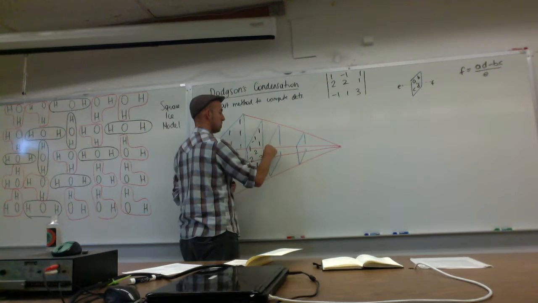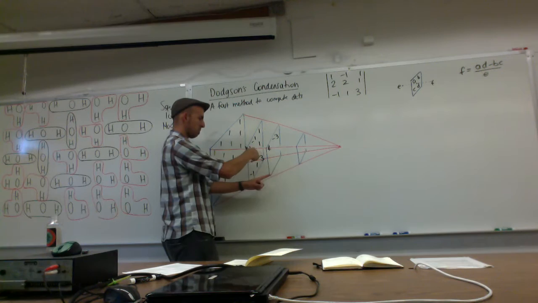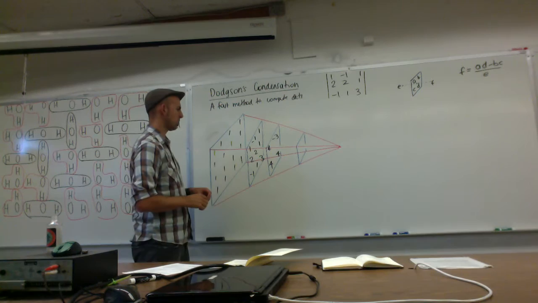Okay. This guy, you go minus 1, minus 2, so I get minus 3. This one, I get 2 minus minus 2. Four, and then 2 times 3 minus 1 times 1 is 4. Wait. You're not supposed to let me make mistakes. 5.